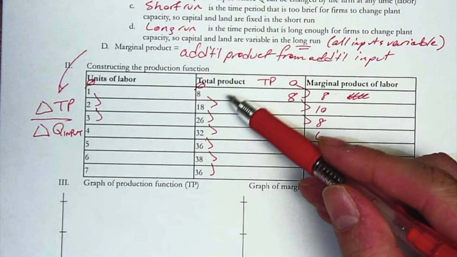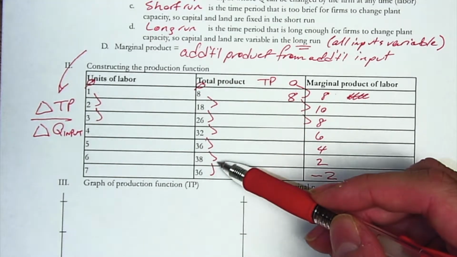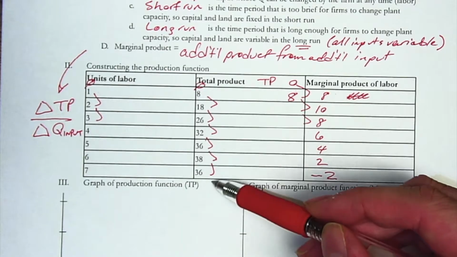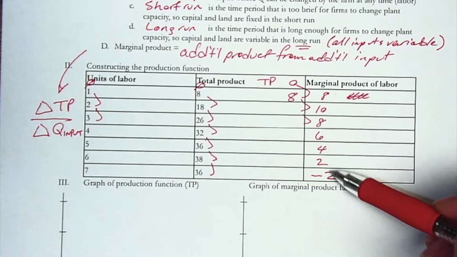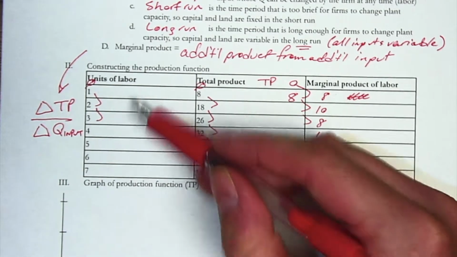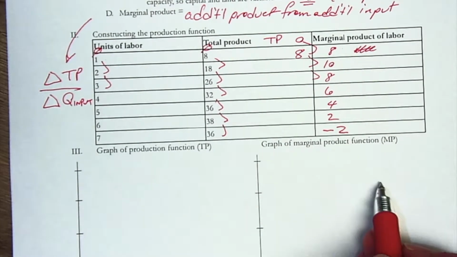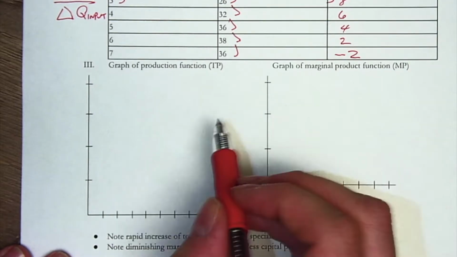With total product, it's going to go up for a significantly larger amount of time. It'll peak here, and then it'll go down, but it doesn't go negative, and we'd assume that the company isn't going to continue to employ workers after that 7th one. So we can go ahead and graph actually the production function and the marginal product function using this data.